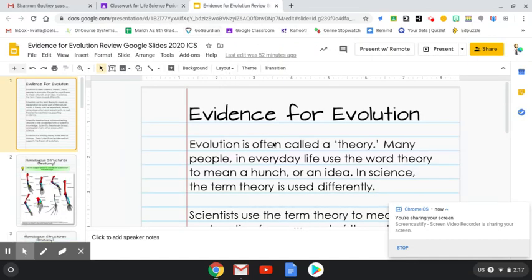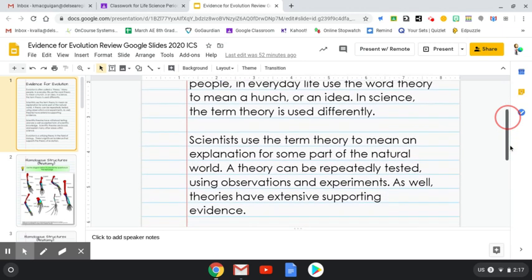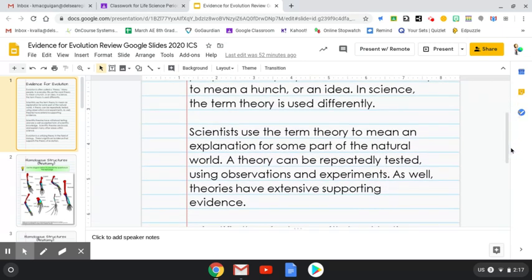So this is the document. I'm going to read through the background, and then I'll show you how you're going to fill in the respective slides. So it says Evidence for Evolution. Evolution is often called a theory. Many people in everyday use this word theory to mean a hunch or an idea. In science, however, the term theory is used differently. Scientists use the term theory to mean an explanation for some part of the natural world.